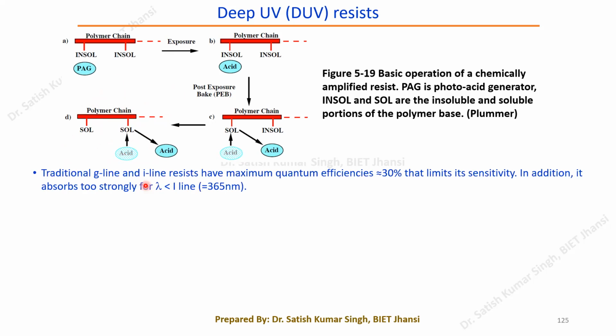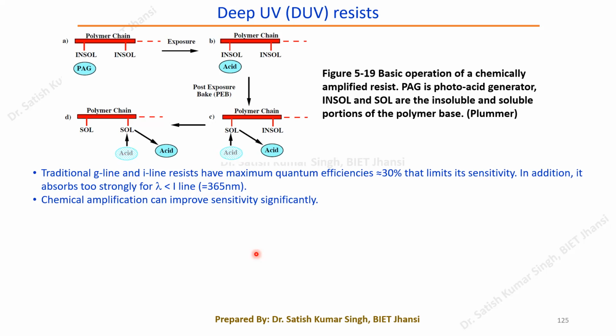One more thing you have to remember is that the quantum efficiency of your G line or I line resist is less than or equal to 30%. It means that whenever we expose through a light, only 30% of the photons are absorbed by your photoactive compound. The active compound can only absorb about 30% of your light, so most of the photons are wasted.